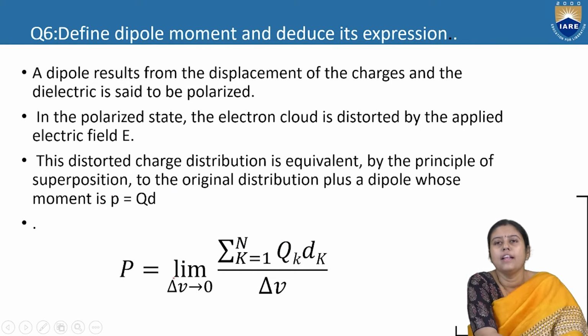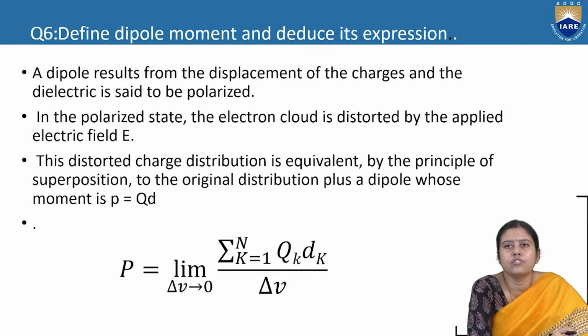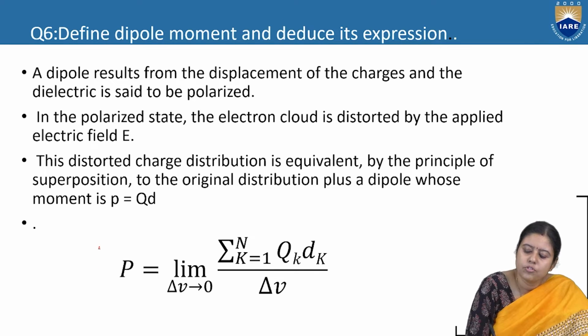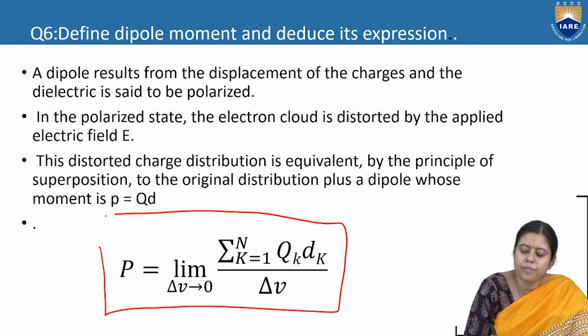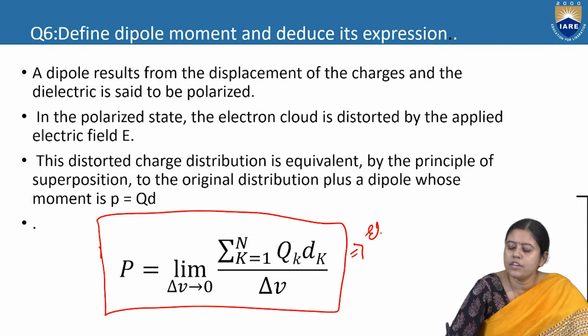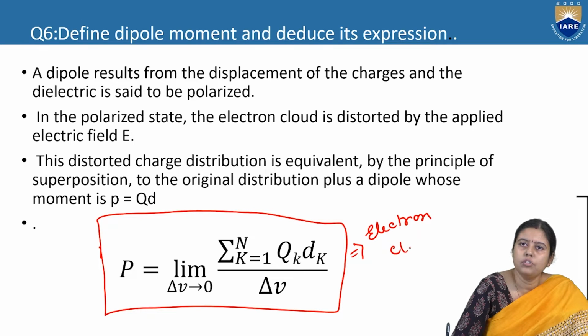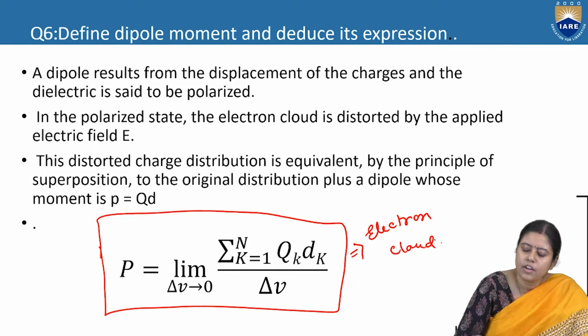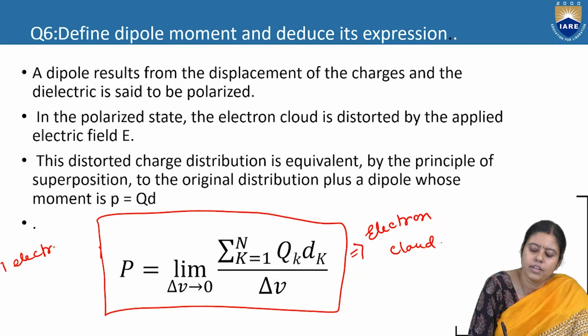So we can write the limit as delta V tends to 0. Delta V is a very small value between the two charges. We think both are the same, but if there is a small value, it tends to 0. The sum from k equals 1 to N of Qk dk divided by delta V is the overall dipole moment for an electron cloud. Not for a single electron; for one electron, the value is P equal to Q into D.